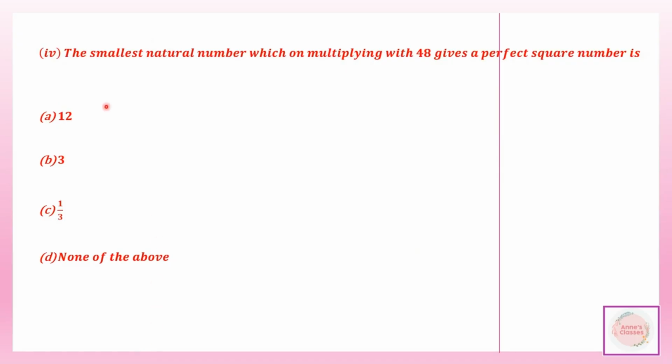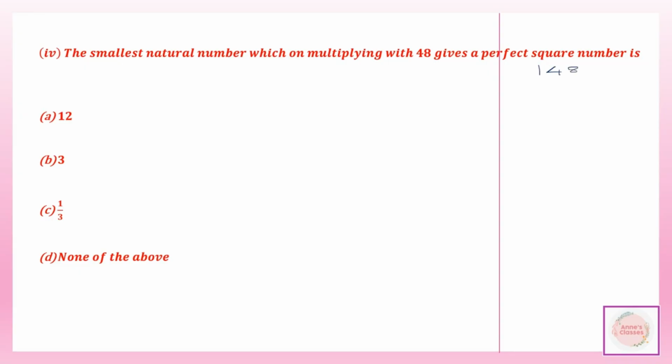Question 4. The smallest natural number which on multiplying with 48 gives a perfect square number is one of these. Okay, so we have to find the smallest natural number which when you multiply with 48 gives a perfect square. That means 48 is not a perfect square, but we have to multiply this with the smallest natural number. So how do we find that number? So first find the prime factors of 48.